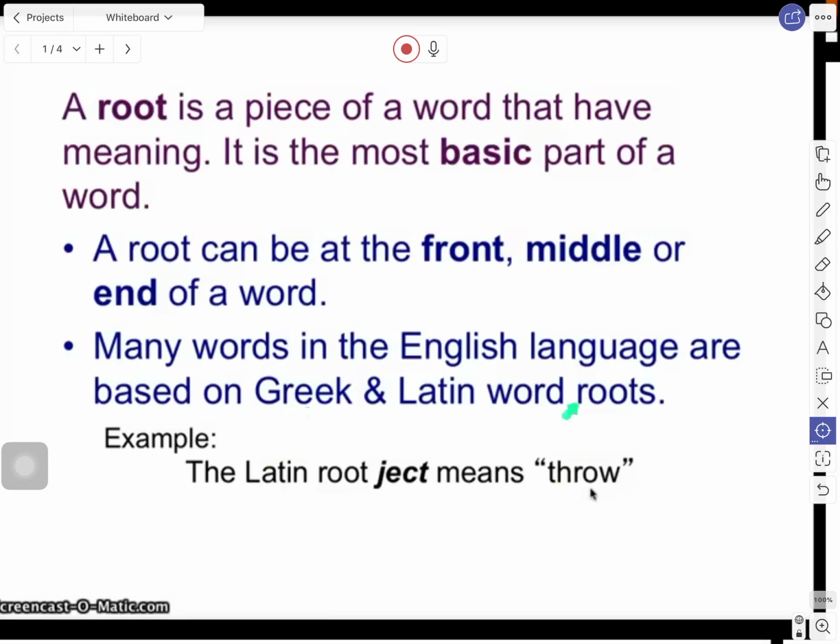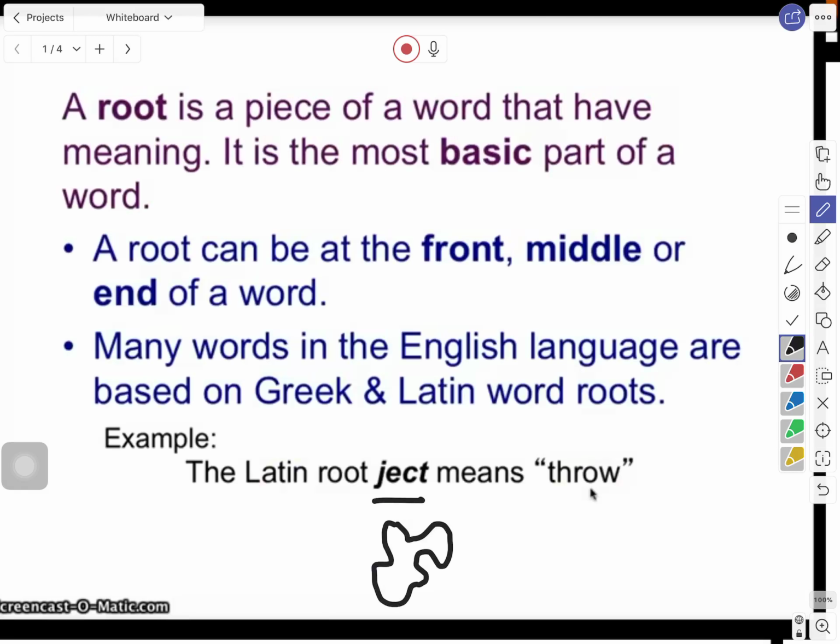So the example is ject. Ject is a Latin root. Now by itself, that's not a word. It's just a word part. It's one piece, so a little puzzle piece, if you will. It's not a very good puzzle piece, but I know that you can pretend. It means to throw. So if this little puzzle piece means to throw, as soon as you add something to it, it might create a bigger picture.